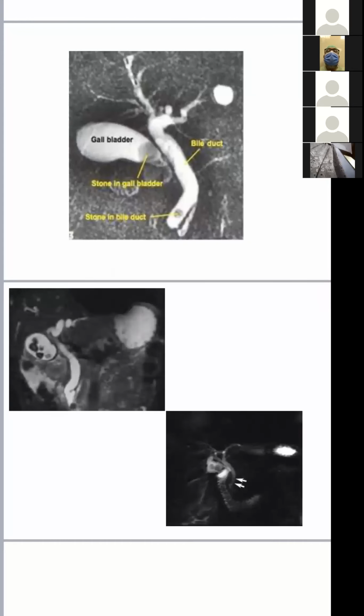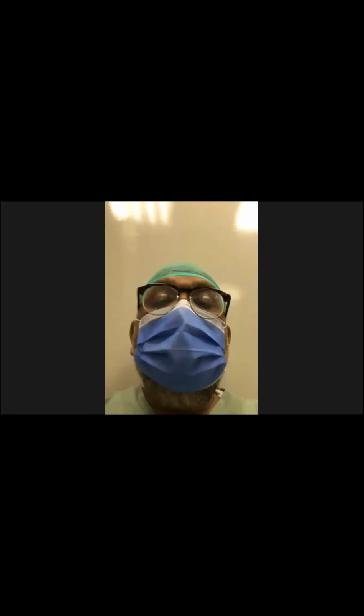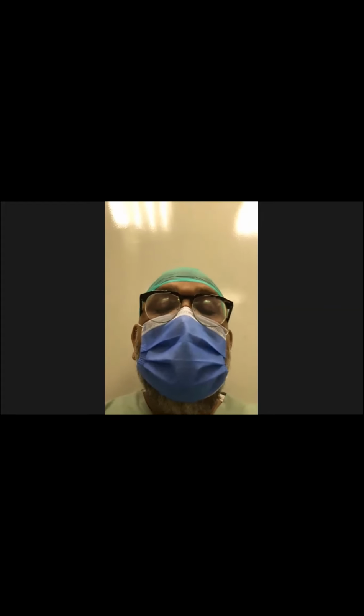This is an MRCP image, in which you can see there is a single stone in the bile duct. There is a stone in the gallstone. You can see the common bile duct, common hepatic duct, and right and left duct, and you can also see the gallbladder. Now, on the other hand, if I show you an image of CT scan, it would look something like this.